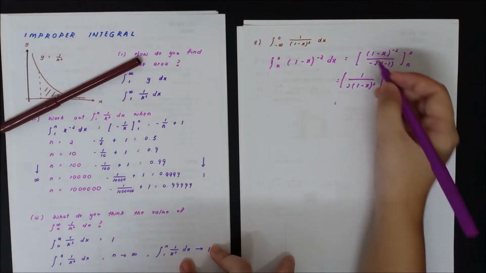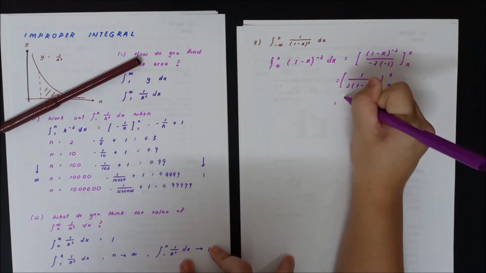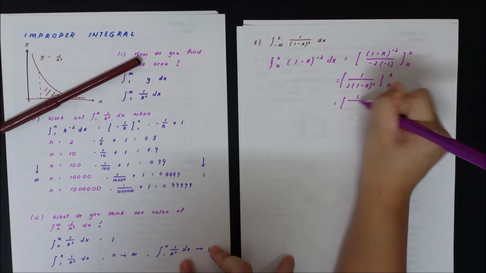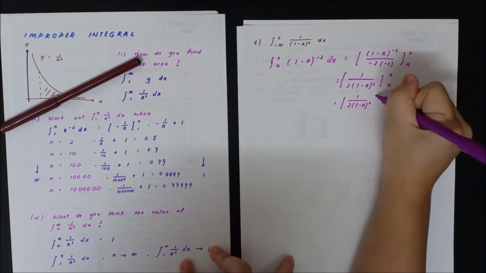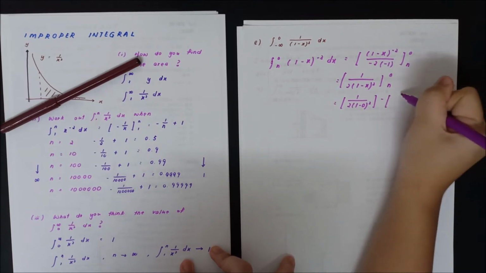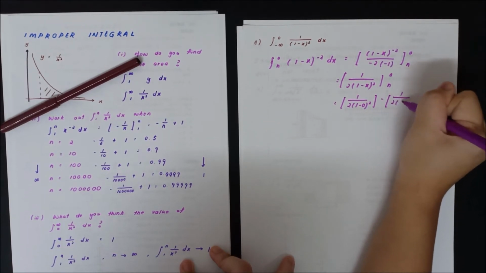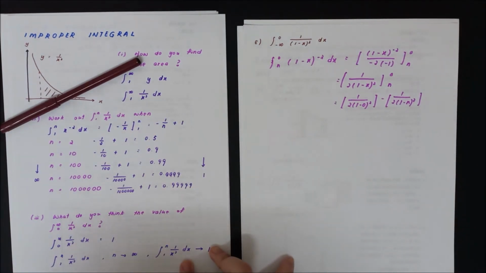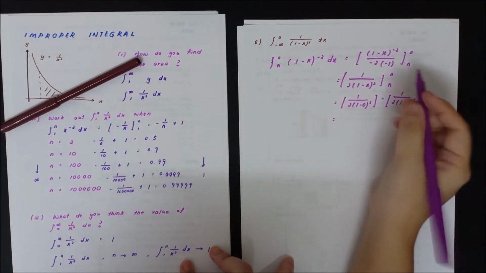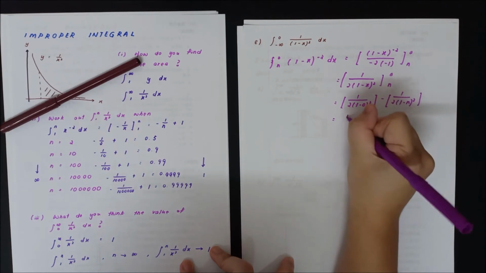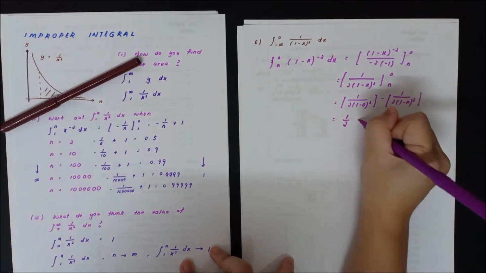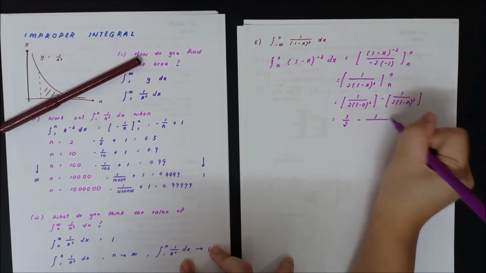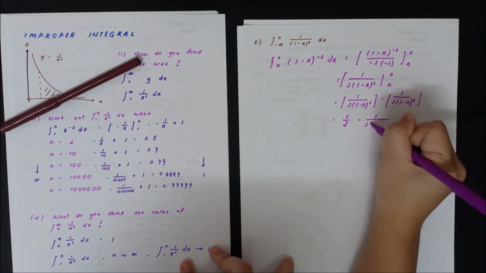Okay, so when you substitute 0, maybe we write everything down. So 1 over 2, 1 minus 0 squared, then minus the second one, 1 over 2, 1 minus n squared. Okay, then after that, equal to, so 1 minus 0, you get 1, so it's basically 1 over 2 minus 1 over, you don't need to expand this, it's totally fine.